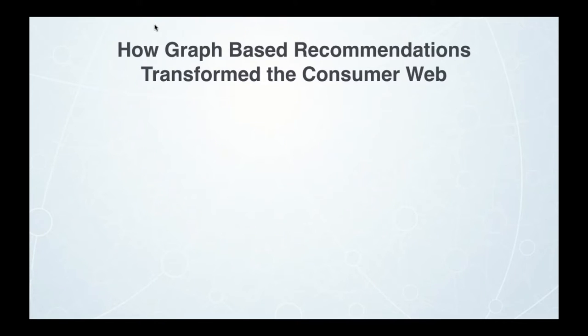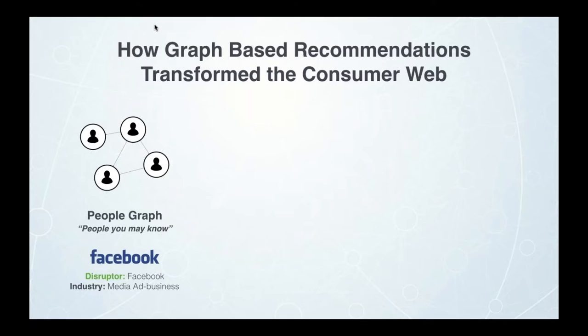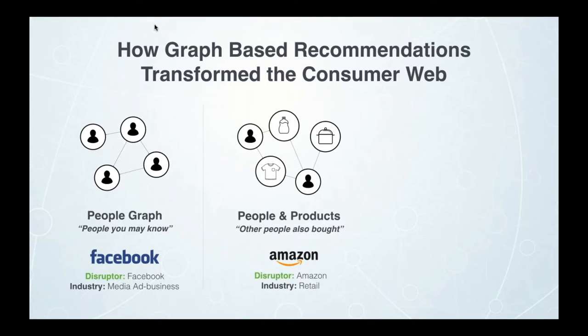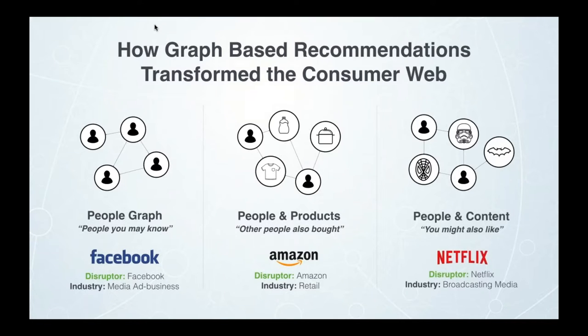Today we see that graph-based recommendations really have transformed the consumer web. Social networks rely on the people you may know recommendations, and the data network effects of this type of graph is also what's disrupting the world of media advertising business right now. Connecting people with products, the other people bought recommendation, has fundamentally transformed online retail, where, of course, Amazon is the major disruptor. And content recommendation now lies at the core of user experience in the world of media, for example, streaming of movies and music.